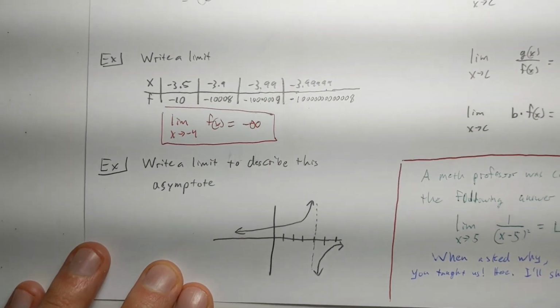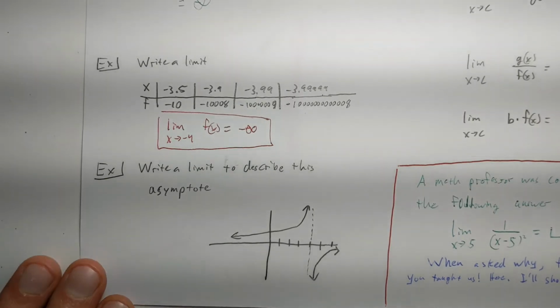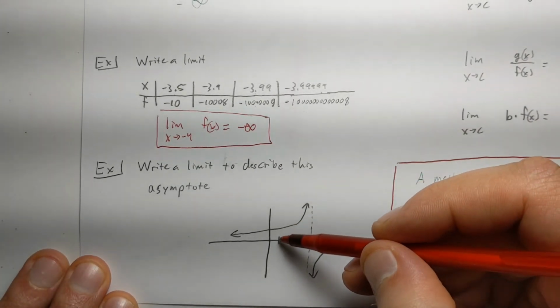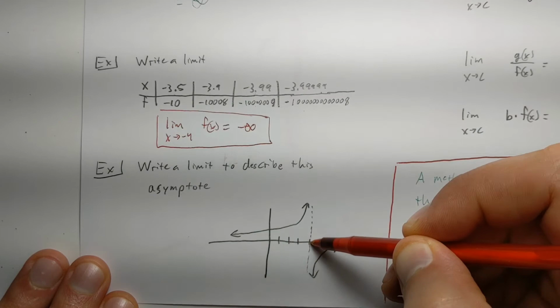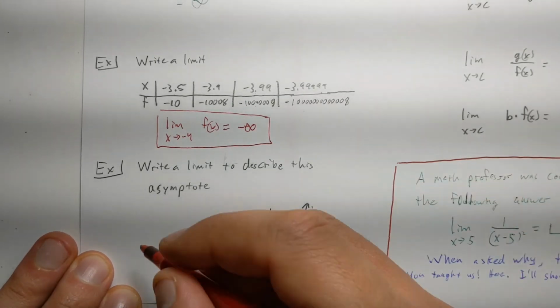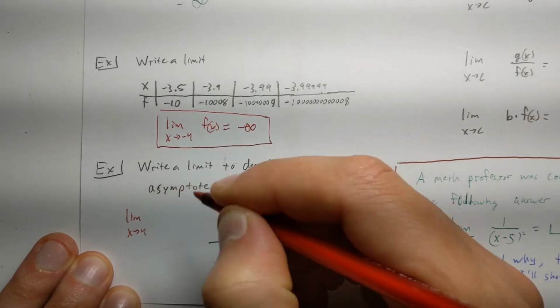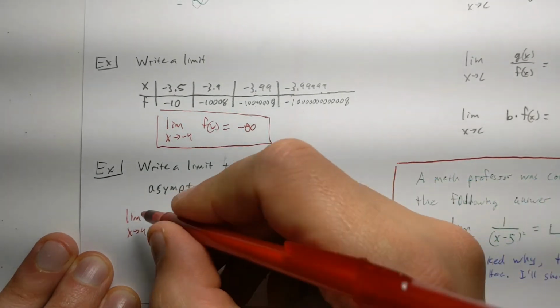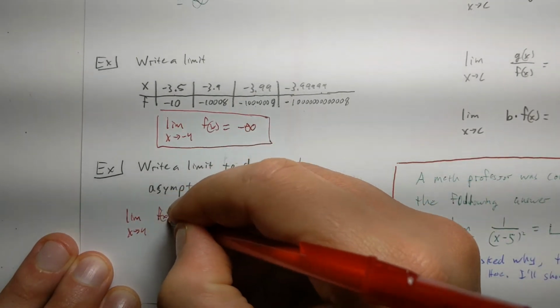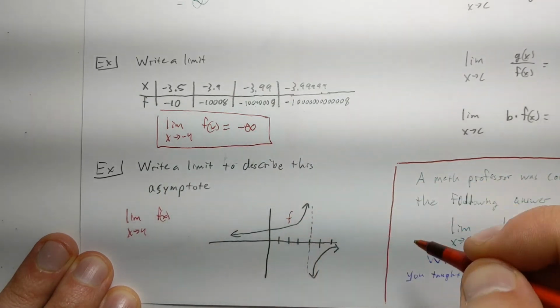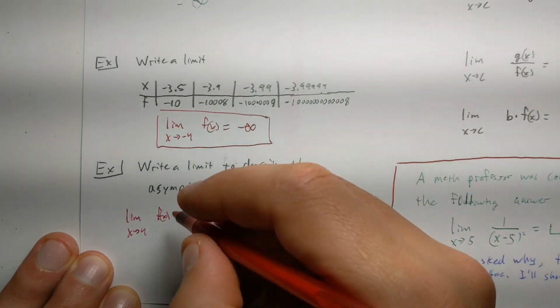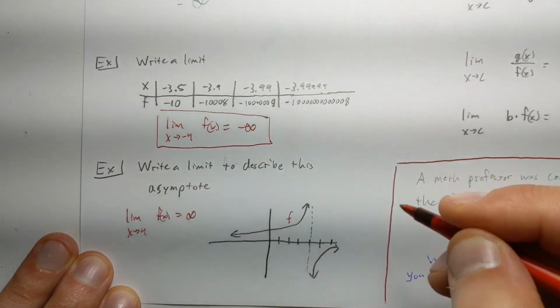How can we write a limit to describe this asymptote? Well, let's see here. This one's 1, 2, 3, 4, positive 4. The limit as x approaches 4 for f of x, I didn't say it, but we'll call it f right there, is going to be infinity.